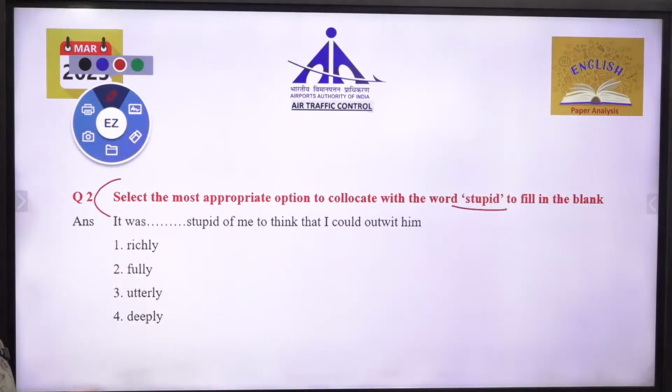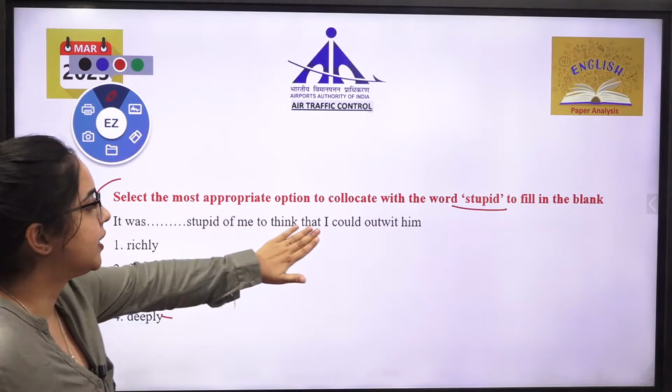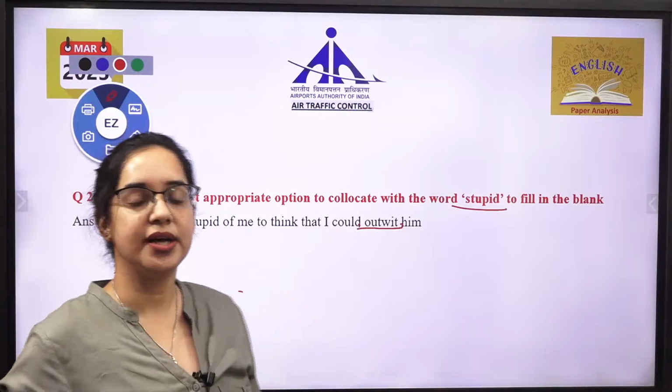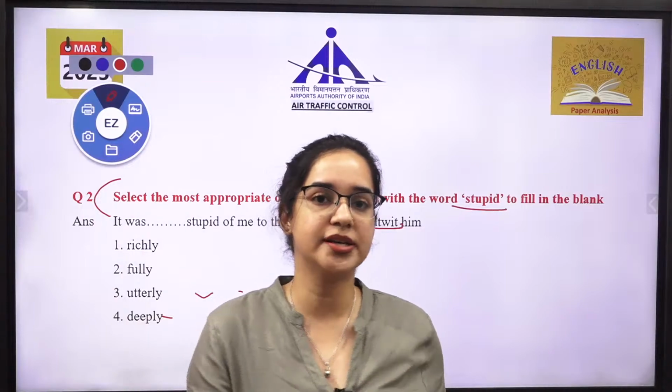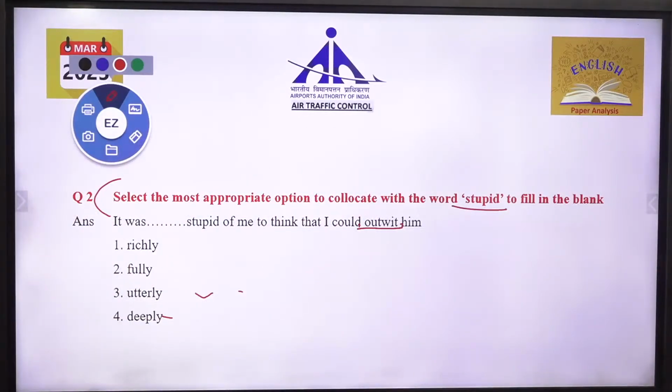First, let's read the question. It was dash stupid of him. Stupid of me to think I could outwit him. You can learn the words also. Outwit means to get ahead of someone. When you're outwitting something, that is moving ahead of someone by a greater margin. When you're moving ahead of that position, that is outwit, right? So what does it mean?